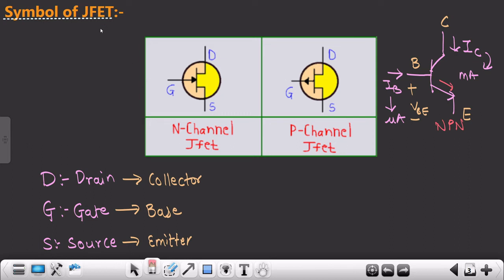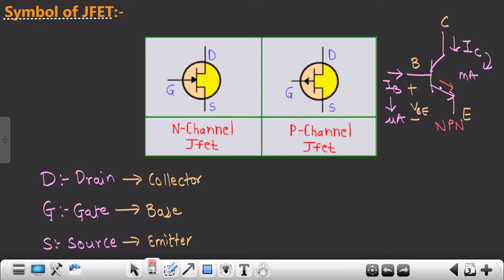So remember one thing: this arrow reflects the current in case of BJT, but in case of JFET, it does not reflect current. That means the current won't be flowing in this particular direction in case of N-channel JFET, and it won't be flowing in this particular direction in case of P-channel JFET either. So this arrow signifies something different.